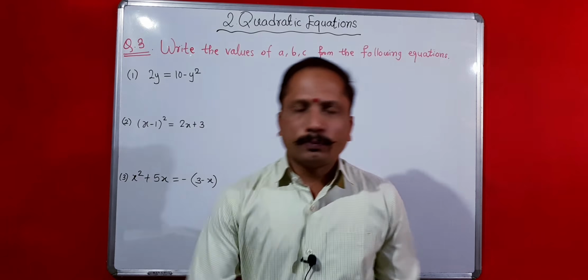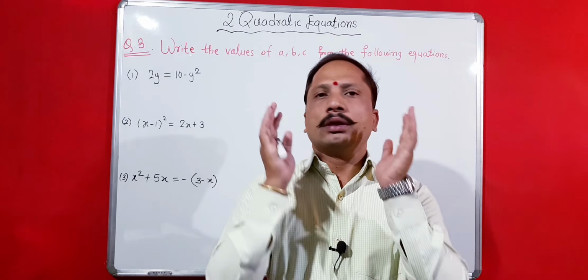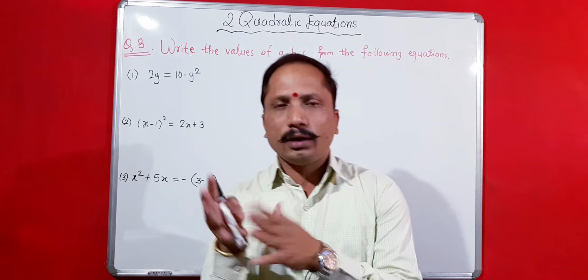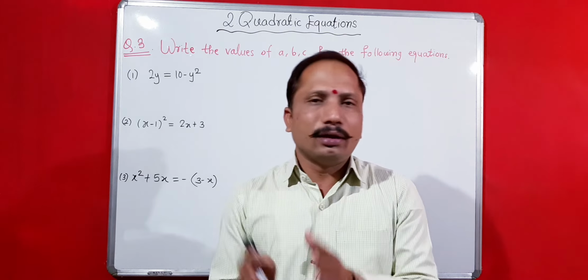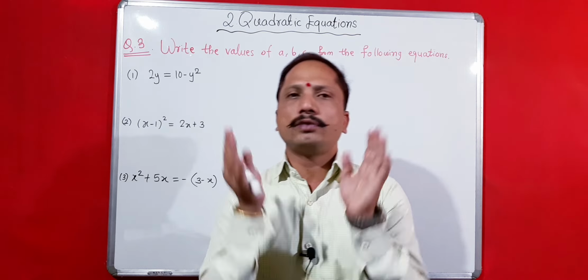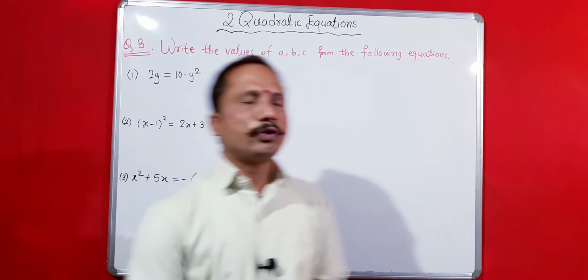Hello friends, welcome to SGT classes. In this video we are going to discuss quadratic equations and how to find the values of a, b and c, these real numbers in the quadratic equation, by converting the given equation into the form ax square plus bx plus c is equal to 0. So let's start from the first example.